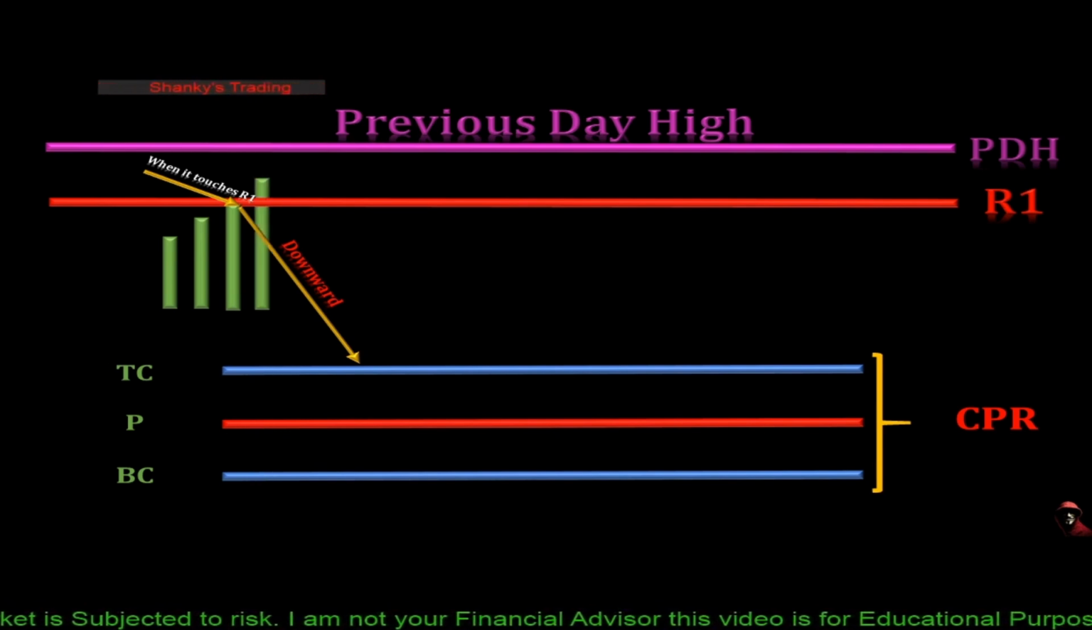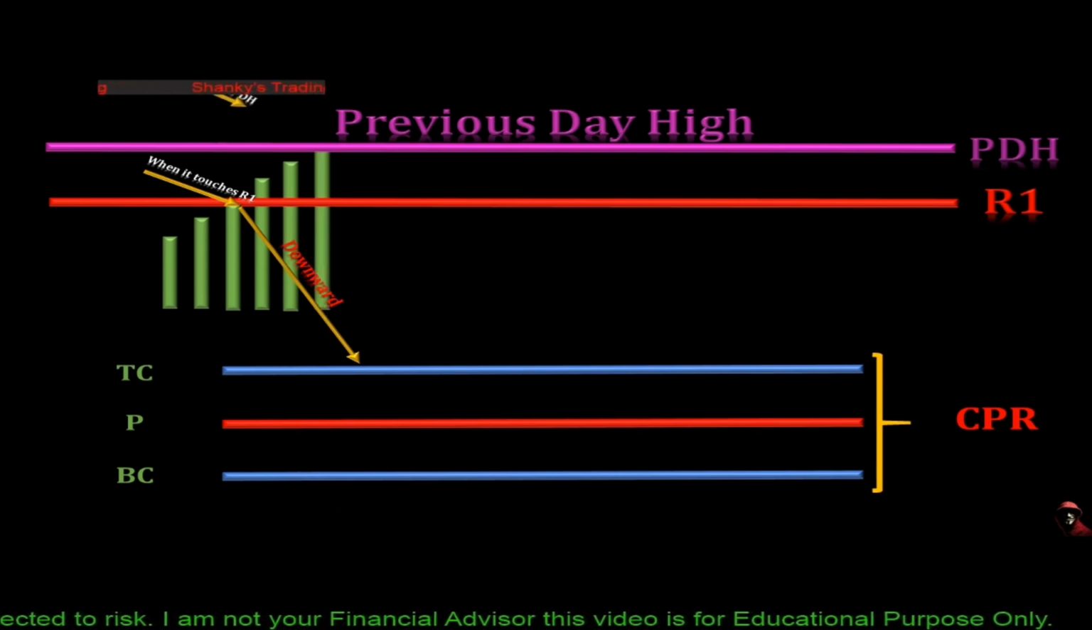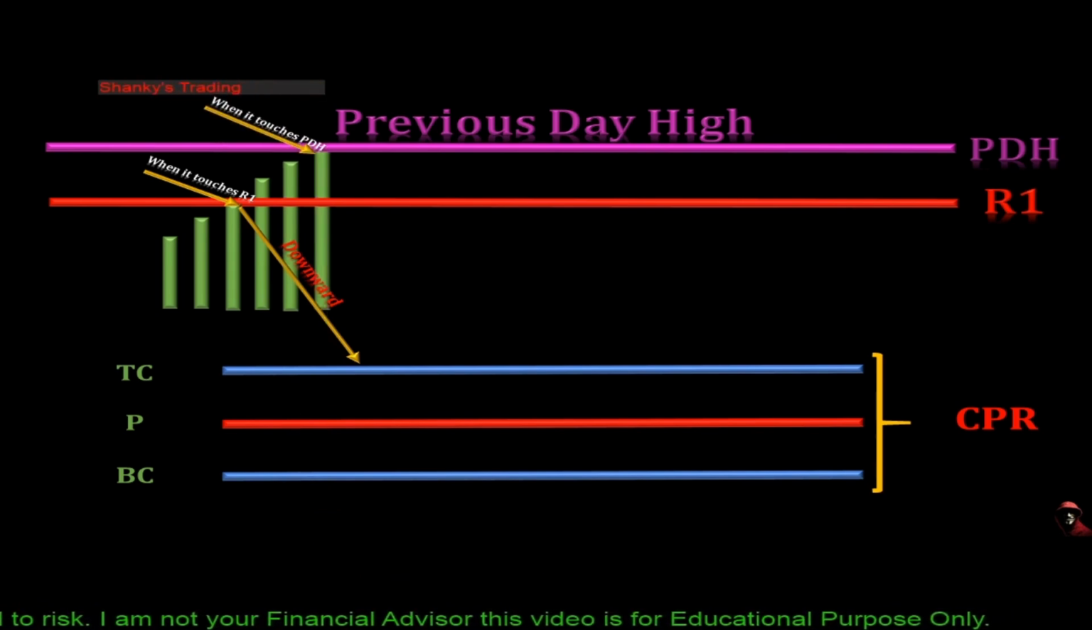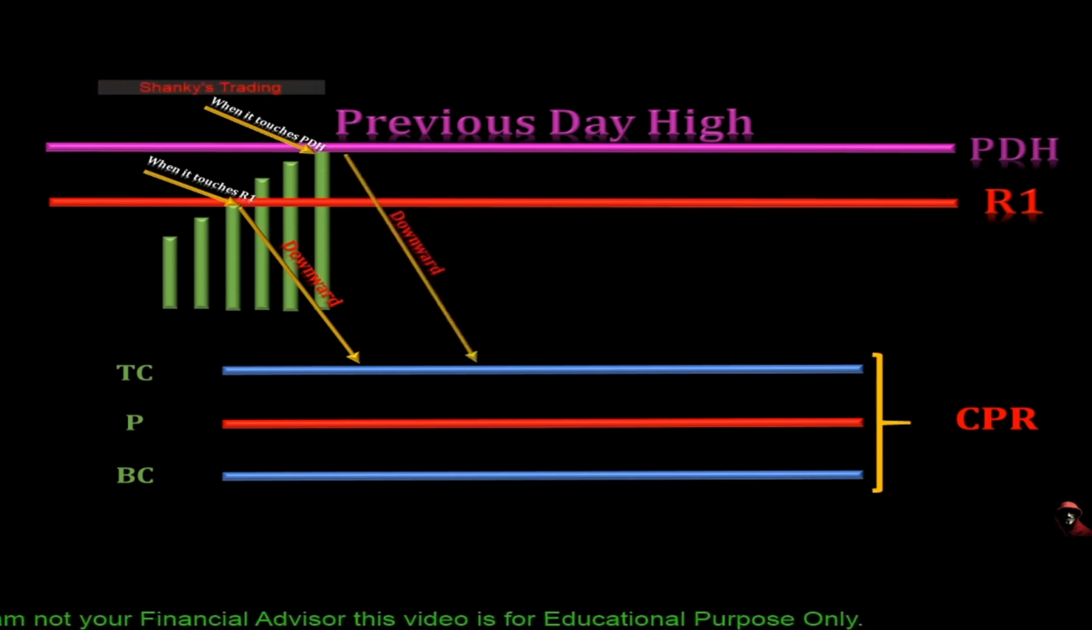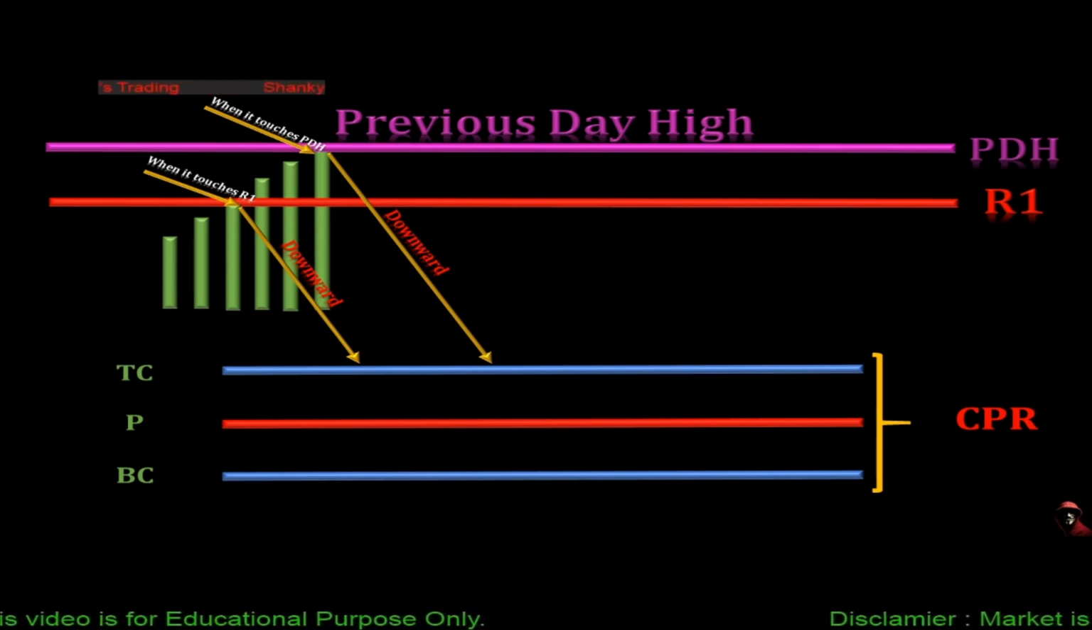Second condition, if it breaks that R1, it goes above and reaches this level. It touches the previous day high. Yes, there is a condition that it will. So these are the two basics you have to know, the first candle logic. The two scenarios: when it touches R1, the chances are that it will go to CPR. Second one is when it touches the previous day high line, it can come down to CPR.